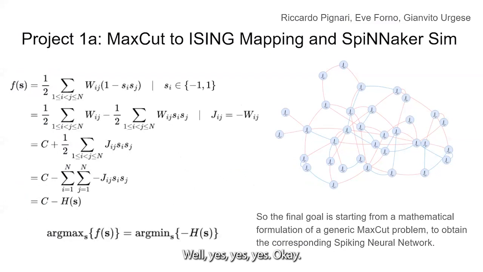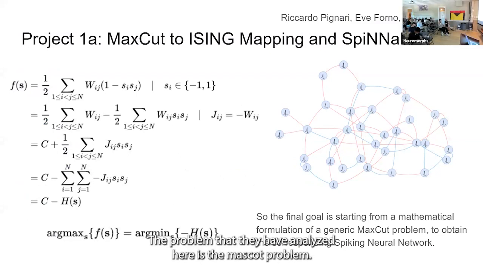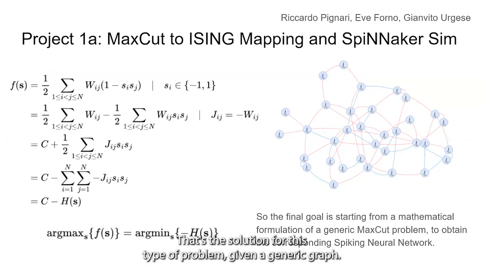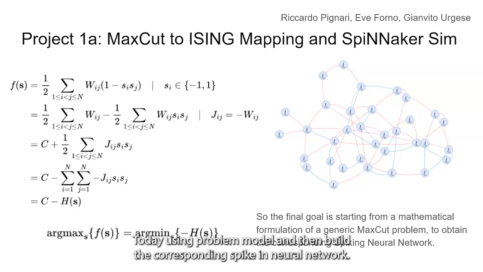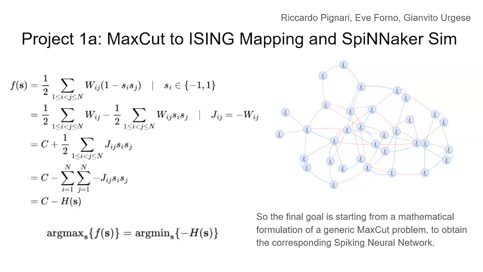The problem that I have analyzed here is the max-cut problem. The solution for this type of problem, given a generic graph, consists in determining a cut of edges which allows to separate the vertices of the graph into 2 subsets. The approach that I use here is to map the max-cut problem to the Ising model, and then build the corresponding spiking neural network. Next slide, please.